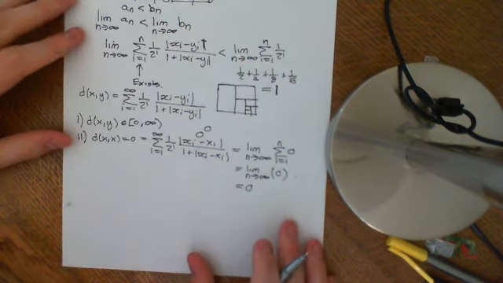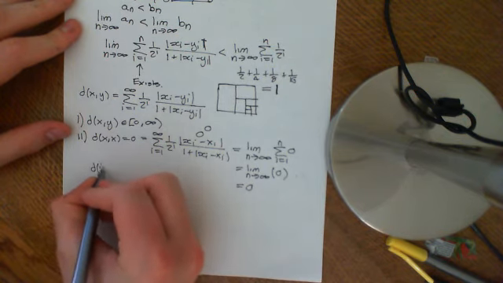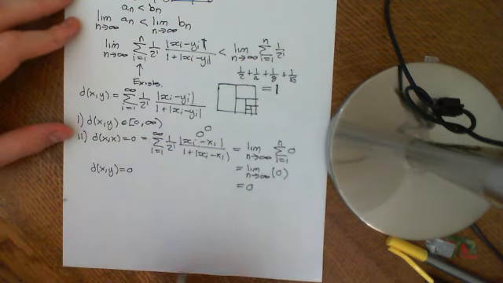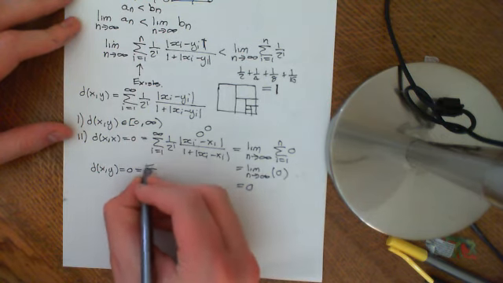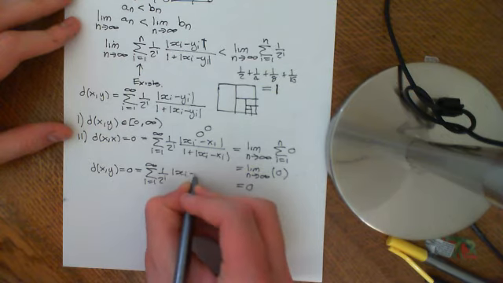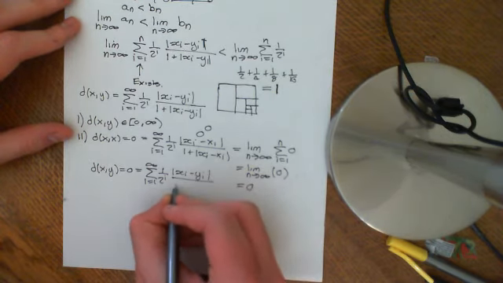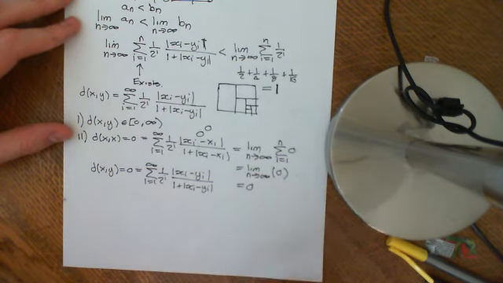Great. Okay, so now let's check it the other way, that if the distance between x and y is equal to 0, that implies that they are identically equal to one another. So if the distance between x and y is equal to 0, that implies that the sum from i equals 1 to infinity of 1 over 2 to the power of i, times the absolute value of xi minus yi, over 1 plus the absolute value of xi minus yi, is equal to 0.